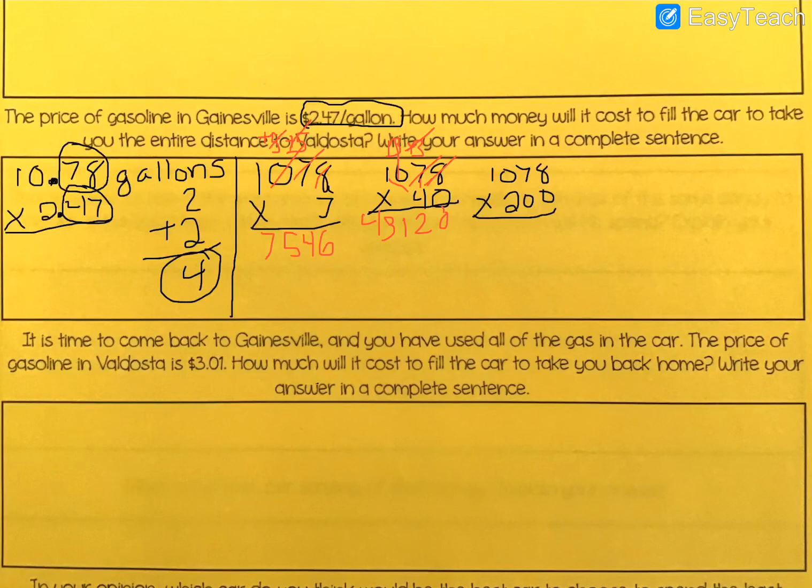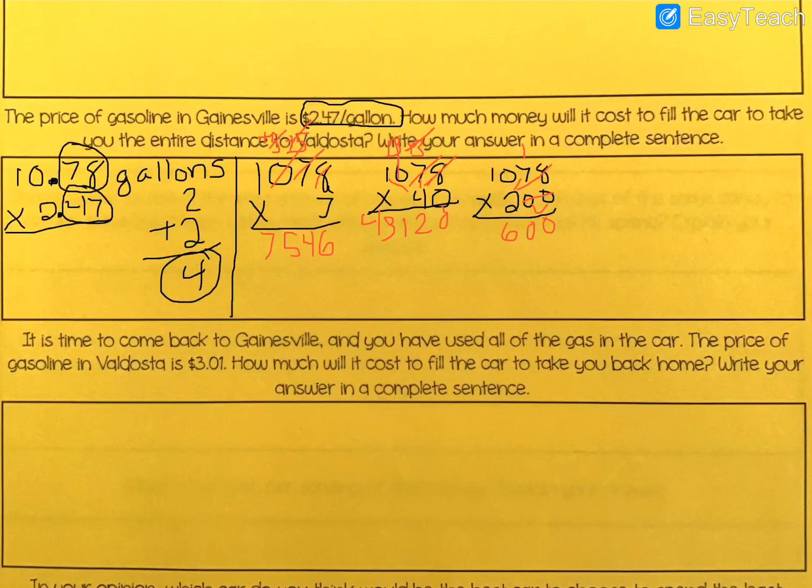The same thing that we did with the 4, we're going to do with the 2. Except now we have 2 zeros to bring down. And then we'll start multiplying. 2 times 8, which is 16. Put your 6, regroup your 1. We're done with the 8.